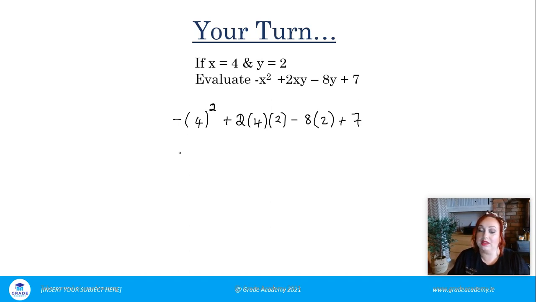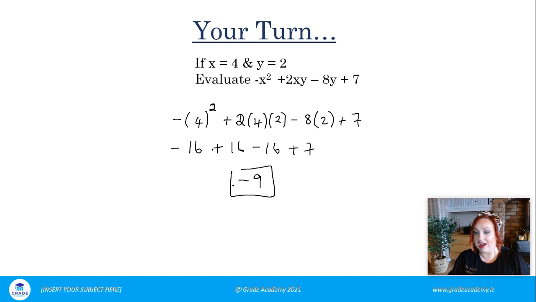Next thing now is we're going to work this out. So you do your indices here. The minus isn't involved in that 4 squared, so that's going to give me minus 16. 2 by 4 by 2 is also 16. Minus 8 by 2 is also 16, minus 16, and our plus 7. Again, a bit of number crunching here. Your calculator can do the work for you, or if you want to try do it in your head, do that too. And we get an answer of -9 here. Okay, so the value of that expression is -9 when we have those two values for x and y.